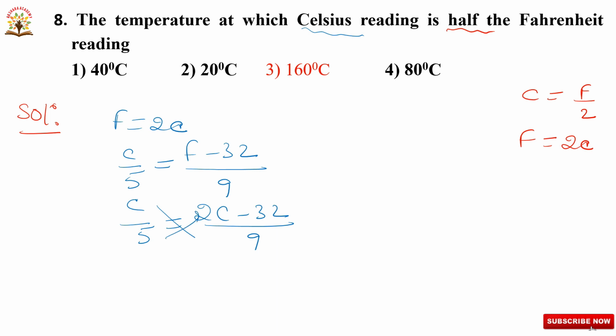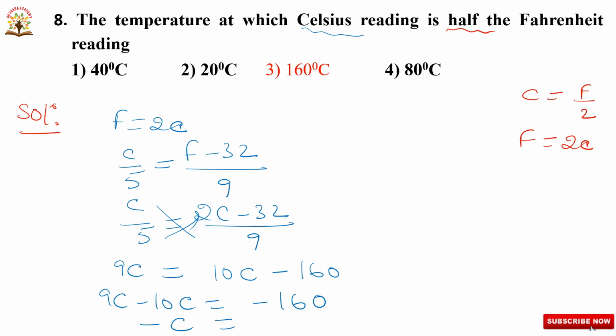Now taking cross multiplication, 9 into C, 9C is equals to 5 into 2C, nothing but 10C, minus 32 into 5, 160. So here 9C minus 10C is equals to minus 160. 9C minus 10C is minus C. Minus C is equals to minus 160. Minus minus gets cancelled. Now we are getting C is equals to 160 degrees.